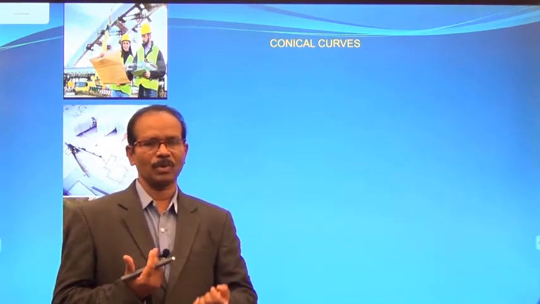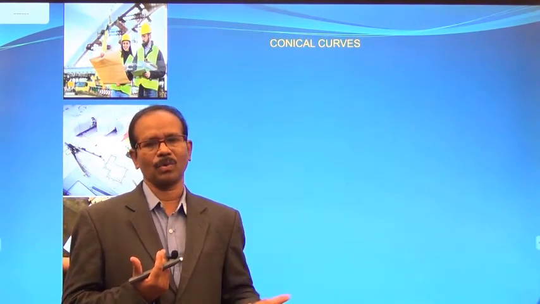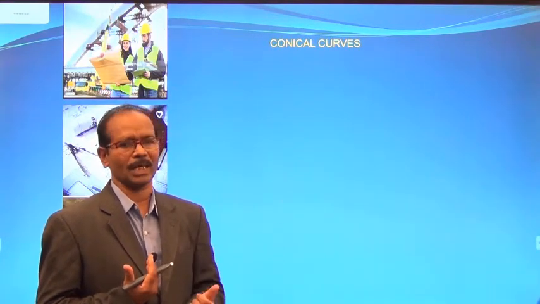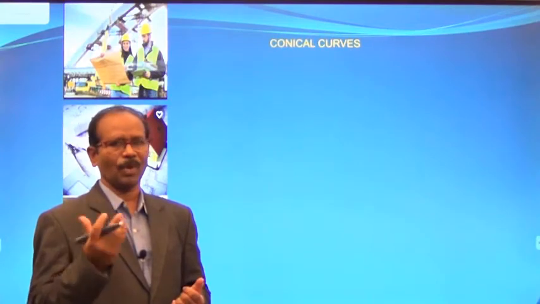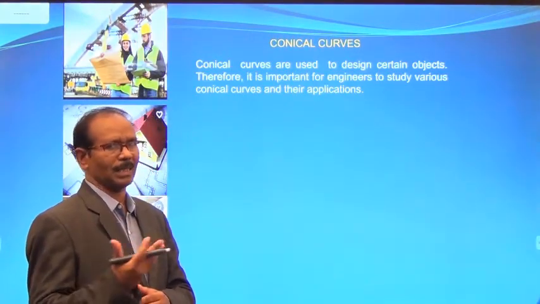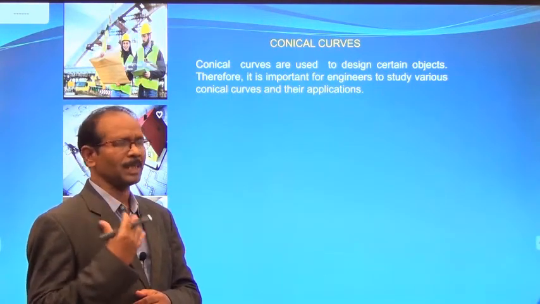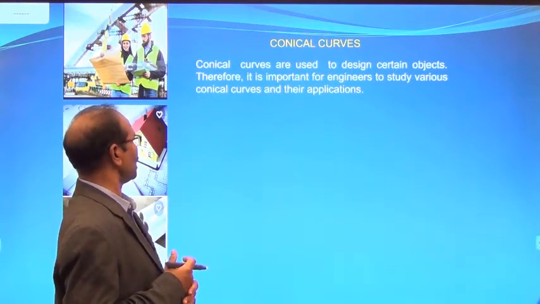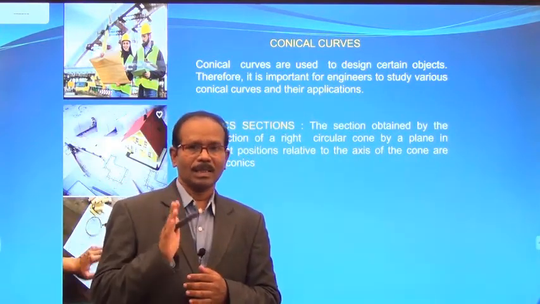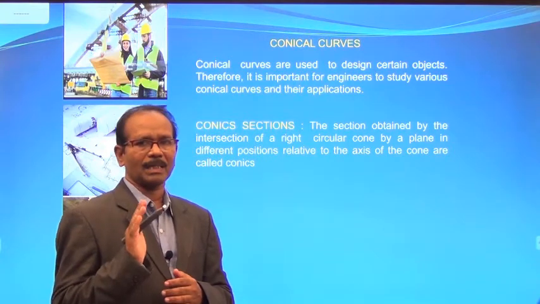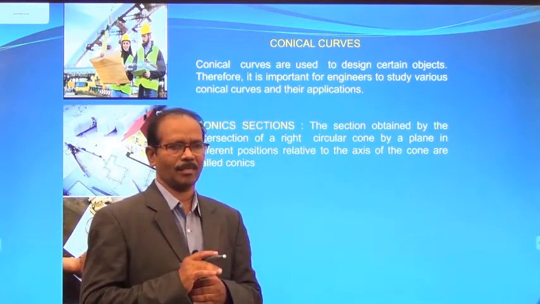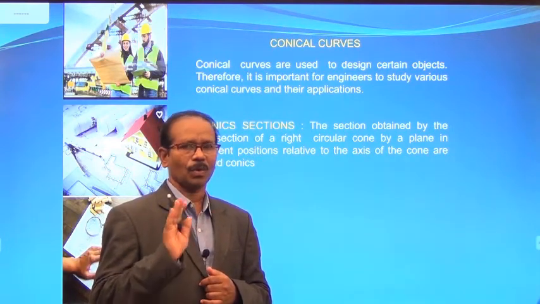Now, I'm going to discuss the background, and the procedure followed to construct these conical curves. First of all, what is a conic? I just discussed that conical curves are used to design certain objects, and those objects require knowledge of engineering concepts. Conic section: the section obtained by cutting a right circular cone by a plane at different orientations. The obtained sections are conical curves.